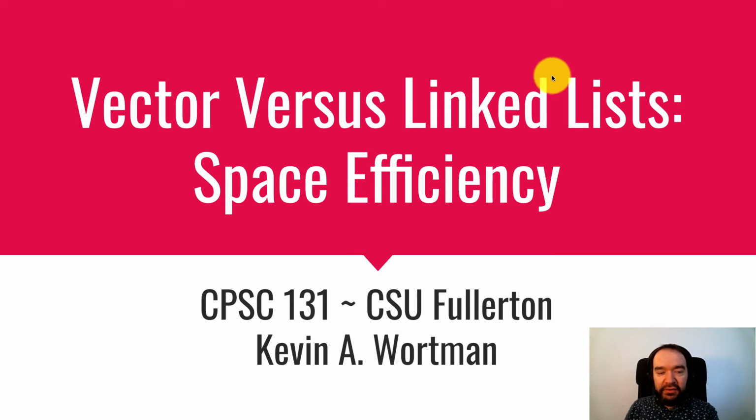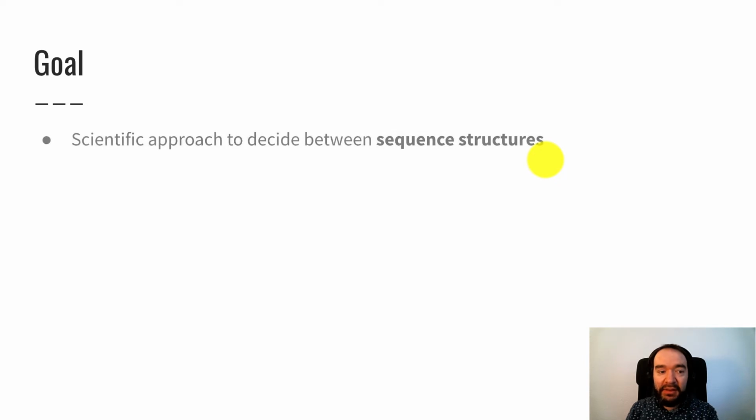Hi, this video continues our comparison of vectors and linked lists. The previous video looked at time efficiency, how fast these things are. This video looks at space efficiency, meaning how much memory they use.